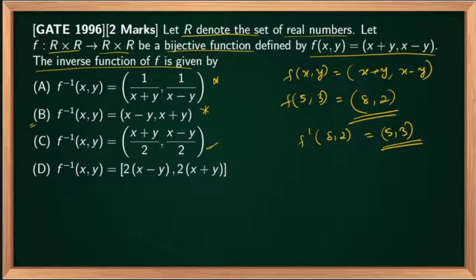Now if you see here, this is going to return x and y as 8 and 2, so this will be 8 plus 2 divided by 2, that is 5, and this will be 8 minus 2 divided by 2, that is 3, right? So if I give input as 8 comma 2, the output will be 5 comma 3. Now if you see here, this is saying 2 into x minus y, so that will be 2 into 6, so the first value will be 12, so this is also wrong. So the correct option should be C.